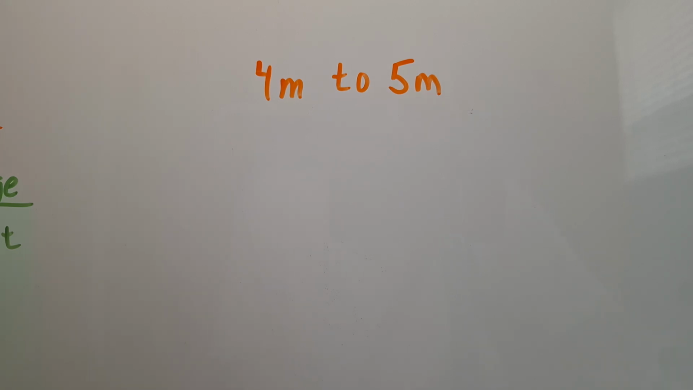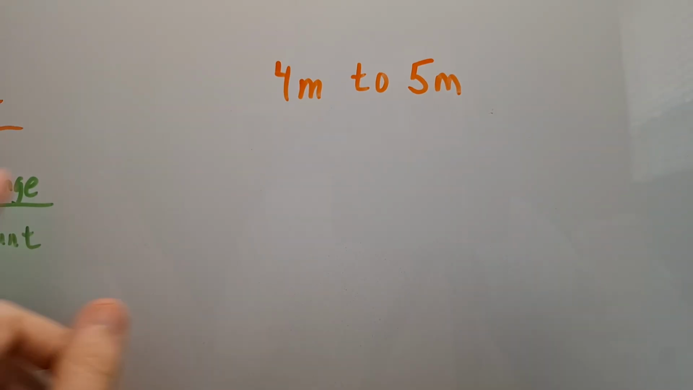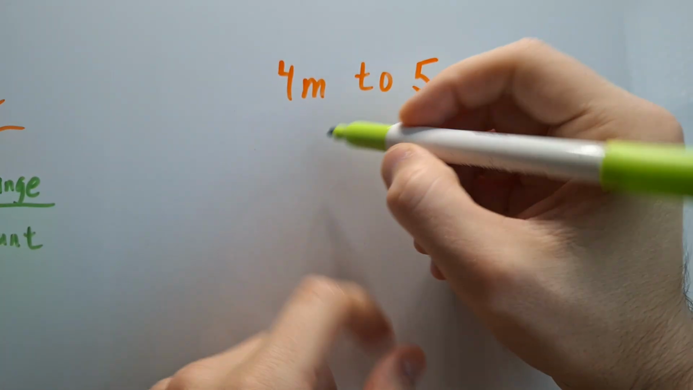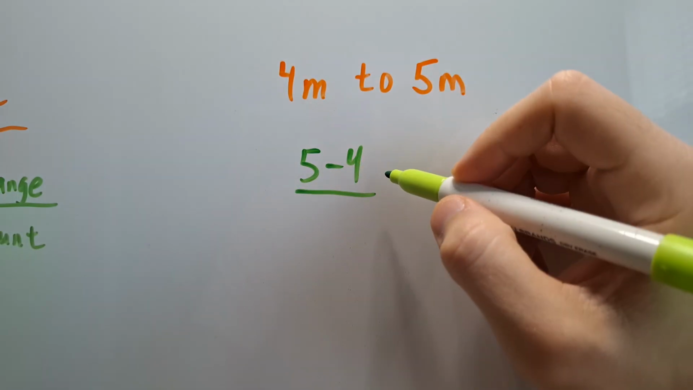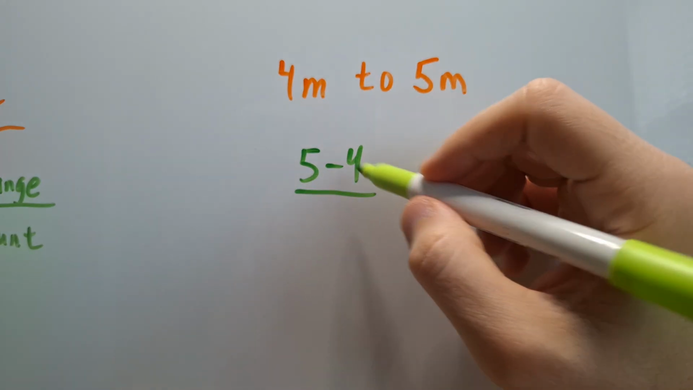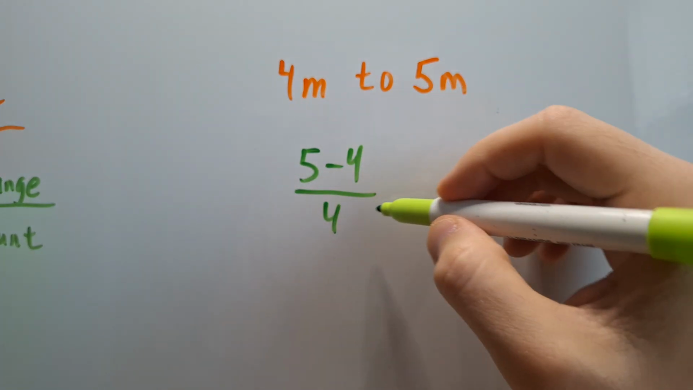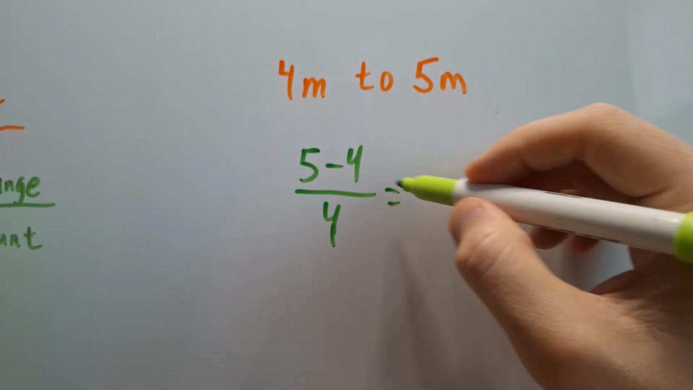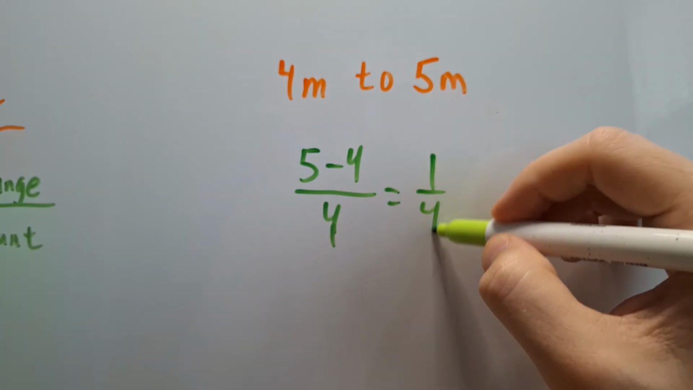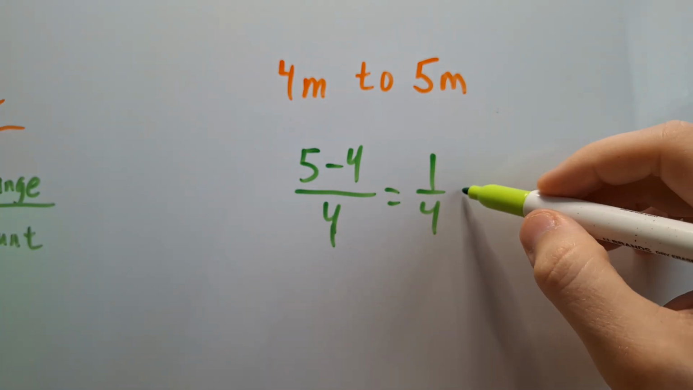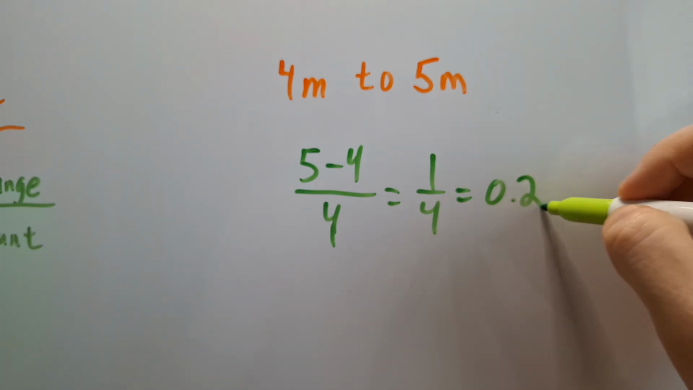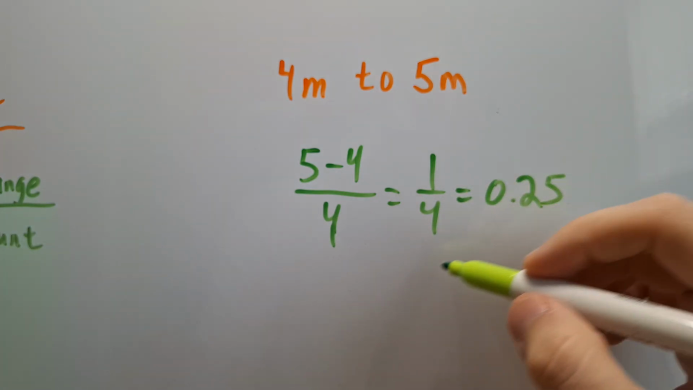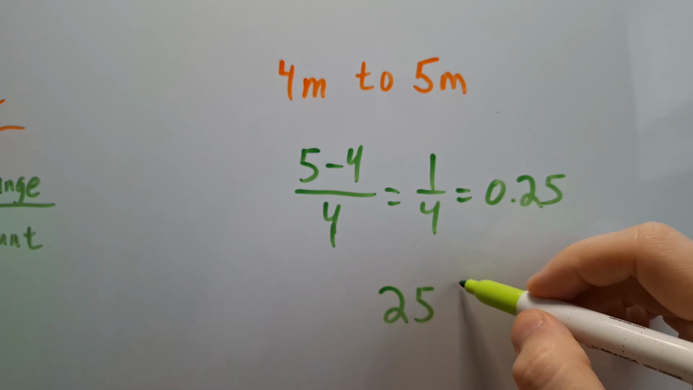So here we have an increase from 4 meters to 5 meters. The amount of change is going to be the difference between these two, divided by the original amount, and that original amount was 4. This gives you 1 over 4, which translates to decimal form as 0.25, which is 25%.